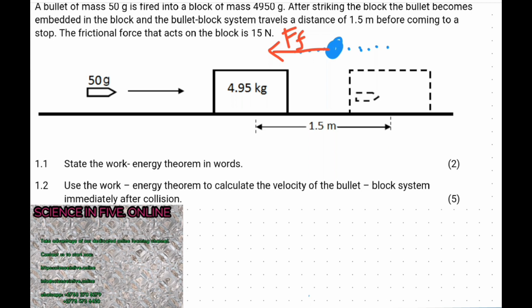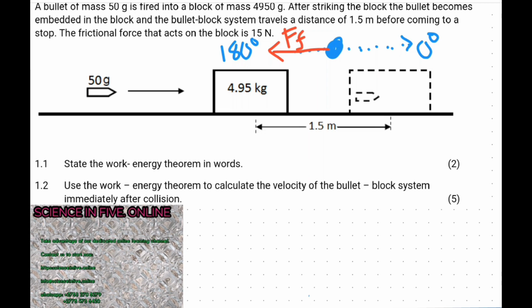Okay, so from what we know, we say that friction always acts at 180 degrees to the direction of motion. So the object is moving east, the friction is at 180 degrees.